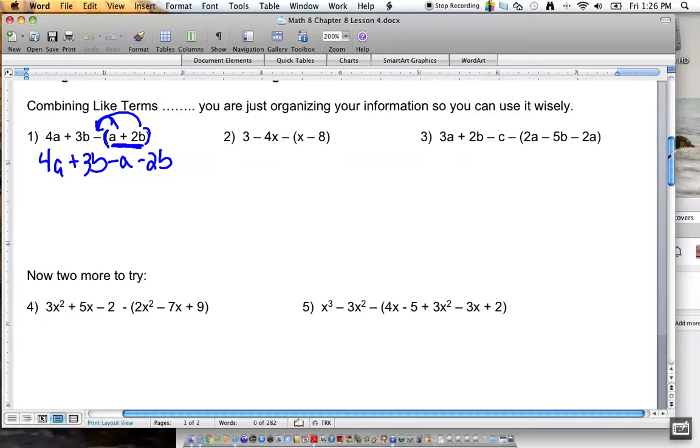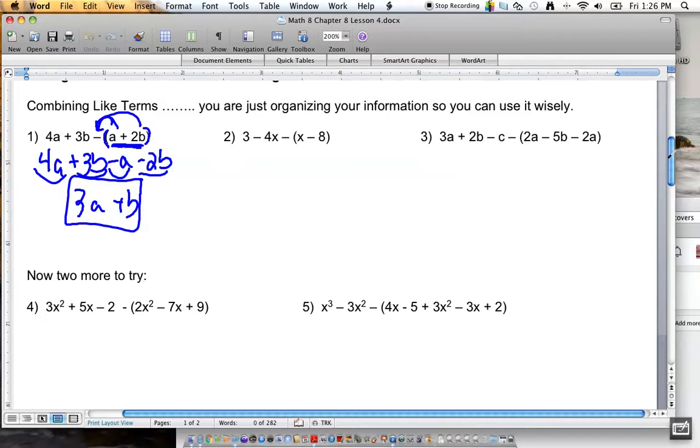We combine like terms. We get our rocks together, we get our paper clips together, we get our keys together. If I have 4 A's and a negative A, how many A's do I have? 3 A's, good. 3 B's and a negative 2B. 1B. So my answer is 3A plus B.